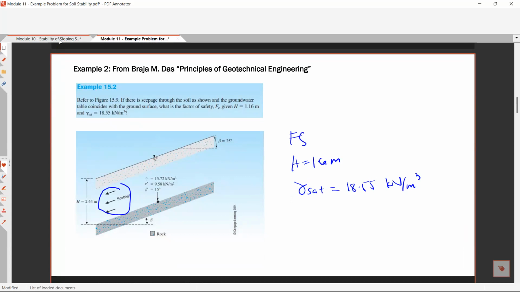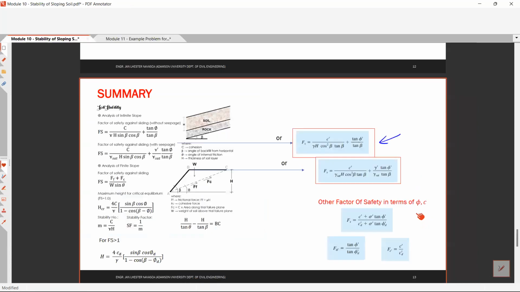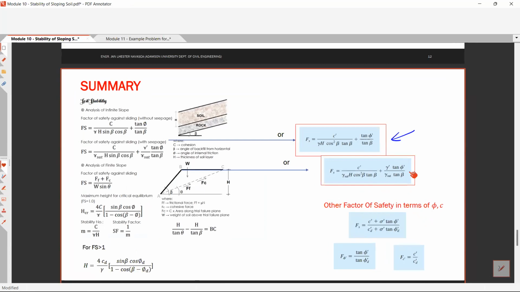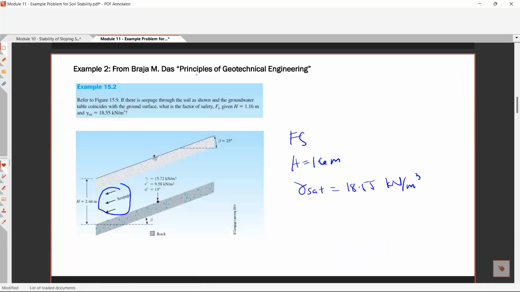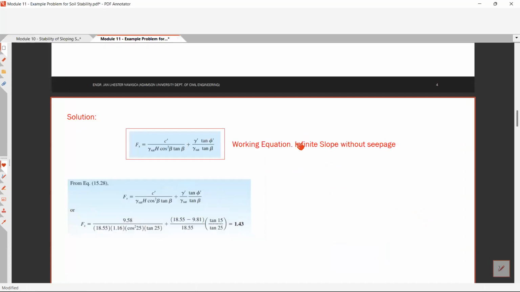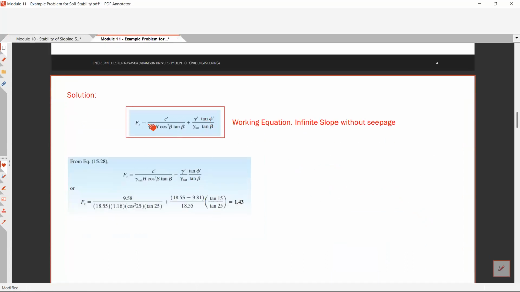Okay, so let's go back to the summary of formulas. Considering now your seepage, this will be your working equation. Okay, so let us try to solve for this one. The working equation is Fs equals C prime over gamma sat H cosine squared beta tangent beta plus gamma prime tangent phi over gamma sat tangent beta.